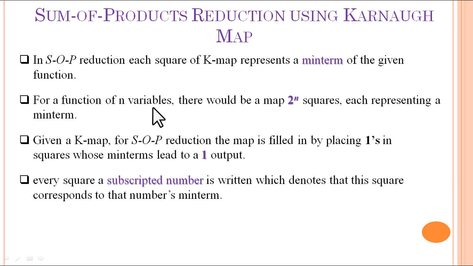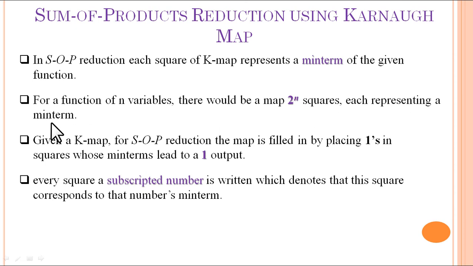For a function of n variables, there would be a map of 2 to the power n squares, just like how we had 2 to the power n combinations in the truth table, where n stands for the number of variables. Similarly over here, 2 is the base because we are dealing with binary numbers, zeros and ones. n is the number of variables that can be represented as min term variables. So there will be 2 to the power n squares, where each square is going to represent a min term.